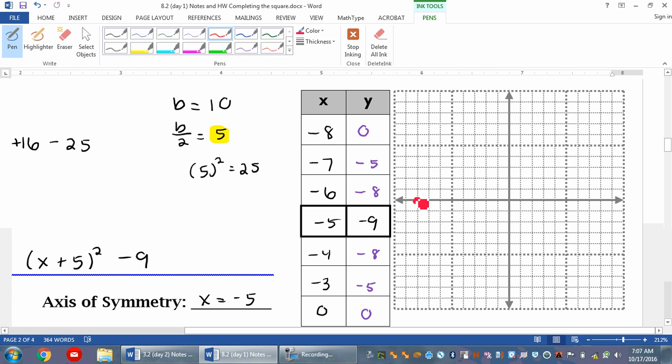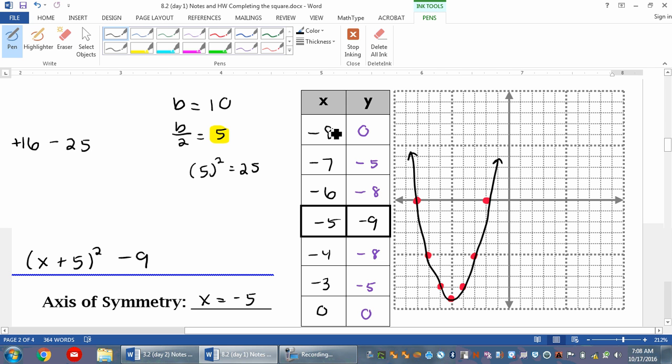Alright, so I'm going to plot all these. I have negative 8, 0, negative 7, negative 5, negative 6, negative 8, negative 5, negative 9, all the way down here. Alright, make those points.